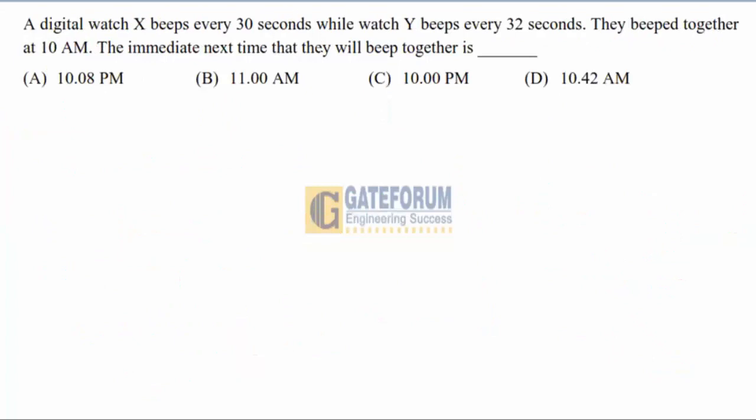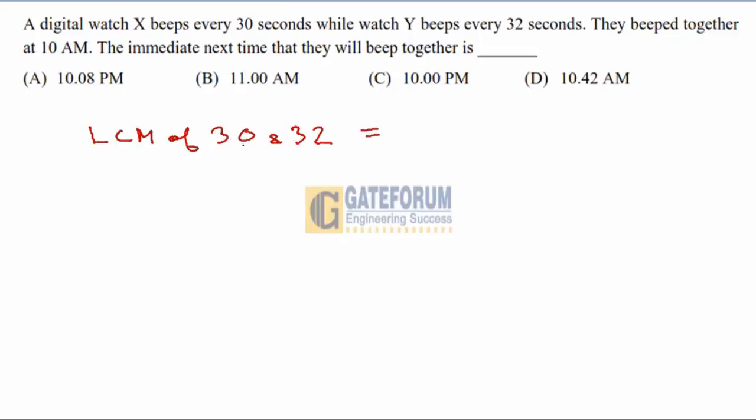A digital watch X beeps every 30 seconds, while digital watch Y beeps every 32 seconds. They beeped together at 10 a.m. The immediate next time that they will beep together is how much? Okay, so it's very simple. Find out the LCM of 30 and 32. So what is the LCM of 30 and 32?